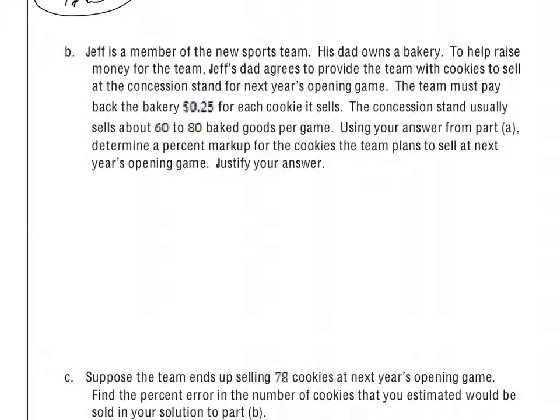Jeff is a member of the new sports team, and his dad owns a bakery. To help raise money for the team, Jeff's dad agrees to provide them with some cookies to sell at the concession stand for next year's opening game. The team must pay back the bakery 25 cents for each cookie it sells. The concession stand usually sells between 60 and 80 baked goods per game. Use your answer from part A to determine a percent markup for the cookies the team needs to sell at next year's opening game.